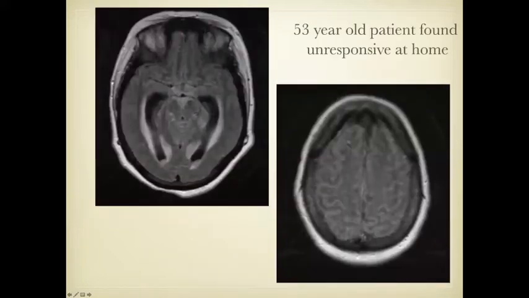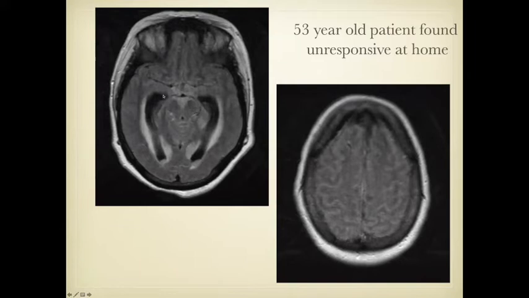Here's the patient unresponsive. Again, diffuse pattern of abnormal signal in the cortical sulci on the FLAIR scan. You have to be aware that the cortical sulci should be dark. Here you see in the interpeduncular cistern, there's high signal intensity. There's also edema around the ventricles, which appear dilated.